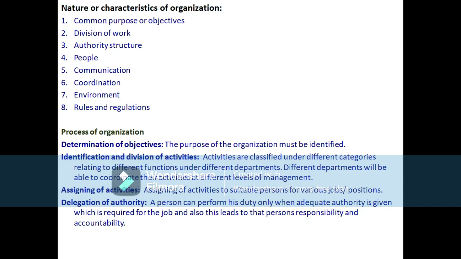Third one is assigning of activities. After determination of objectives, after identifying the division of activities, their roles and responsibilities, and grouping them in similar categories, we are going to assign the activities of different departments. As we have categorized different departments, they will have their own activities according to their departments.